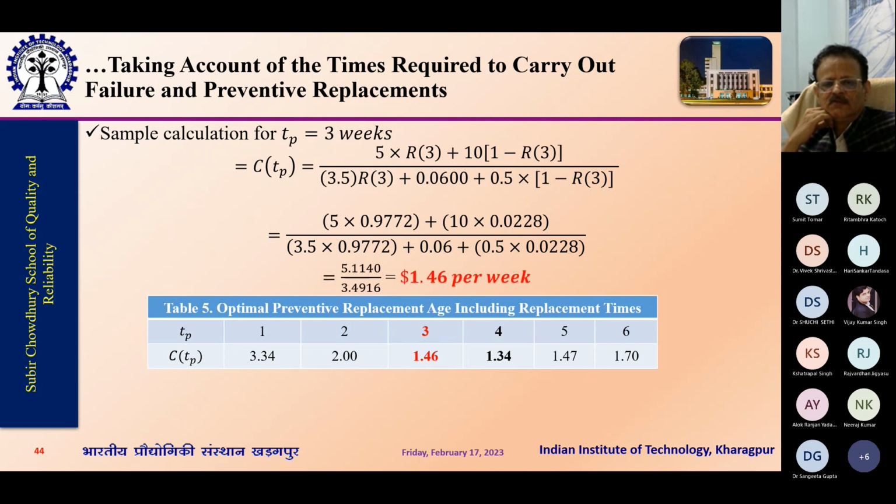Just a sample which is done. You can check whether you are going to get this value. You can do it for other preventive replacement times such as 1st week, 2nd week, 4th week, 5th week, or 6th.